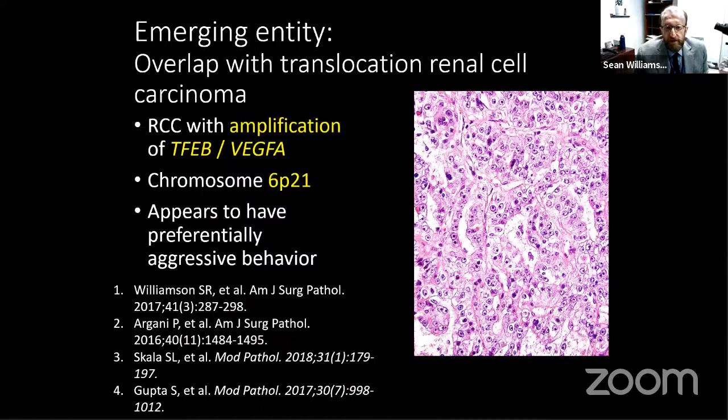So next, another emerging entity that I think is quite interesting is renal cell carcinoma with amplification of chromosome 6p21 that includes the TFEB gene and also frequently the VEGFA gene. You probably know of TFEB as it's one of the genes involved in the microphthalmia transcription factor family of rearrangement tumors. But over the past few years, it's been recognized that some tumors have amplification of this gene rather than rearrangement, and these seem to be aggressive tumors. At the bottom of the slide, there are several studies that, in very rapid succession, found this recurring finding in a subset of renal cell carcinomas.